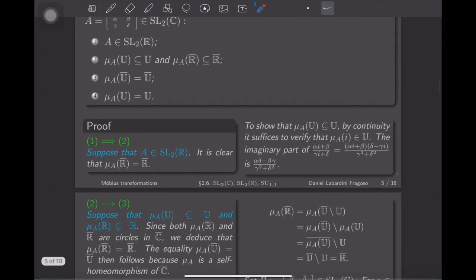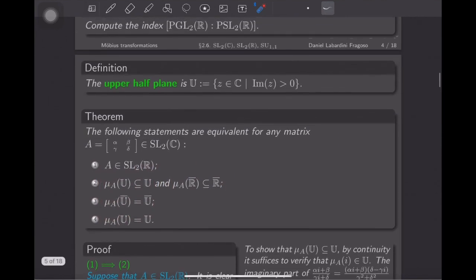Let's go to 2 implies 3. If it sends U to inside itself and R bar inside itself, then it preserves U bar bijectively, and of course U bar is the topological closure of U in C bar. So really U bar is U union R bar.